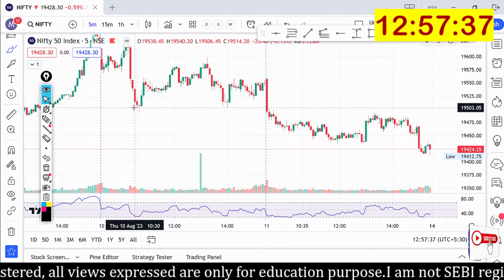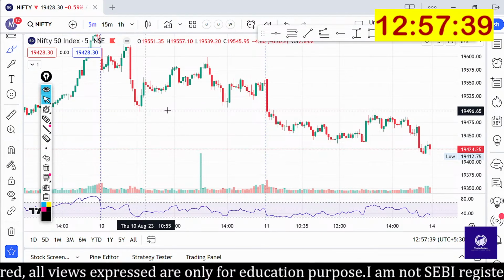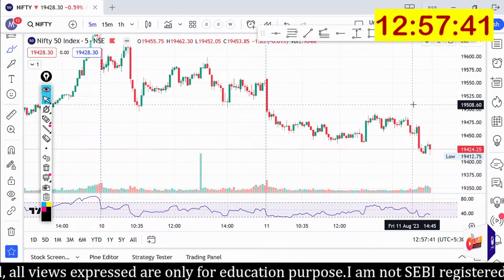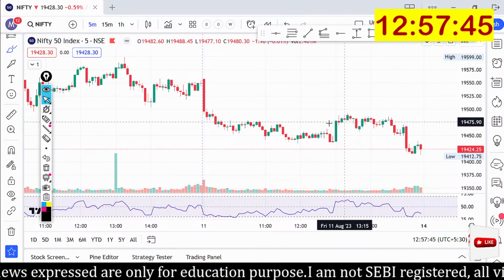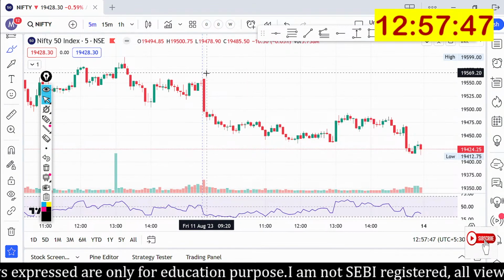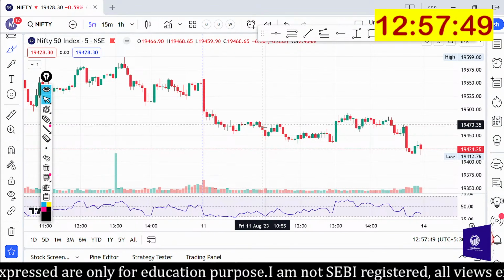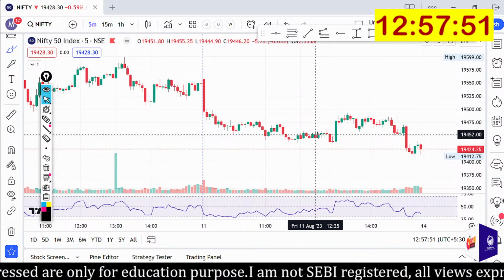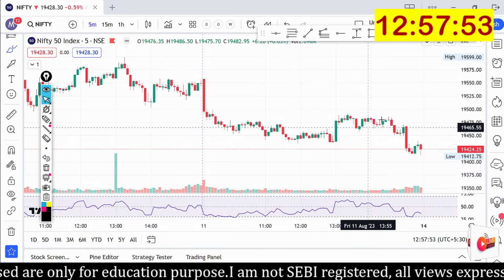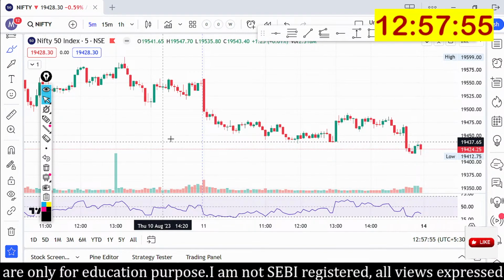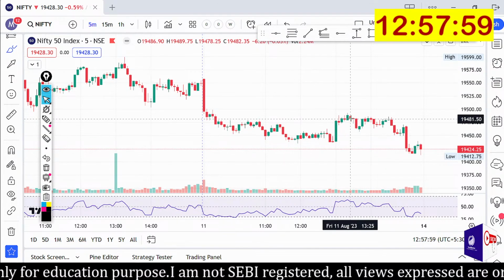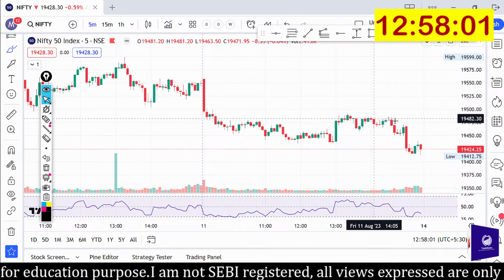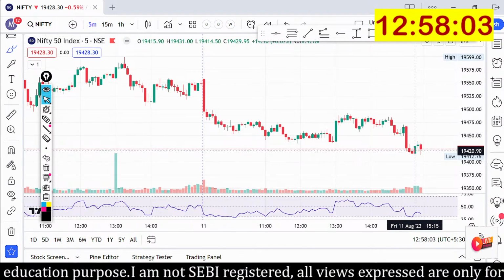Now this level was important. Somewhere this level was important. It was the 5 minutes ka level. So even if you mark these levels, you don't need any kind of pivot points. You don't need any RSIs. You don't need any other indicators. You don't need moving averages. Nothing is required. This price itself is telling you where the traps are.